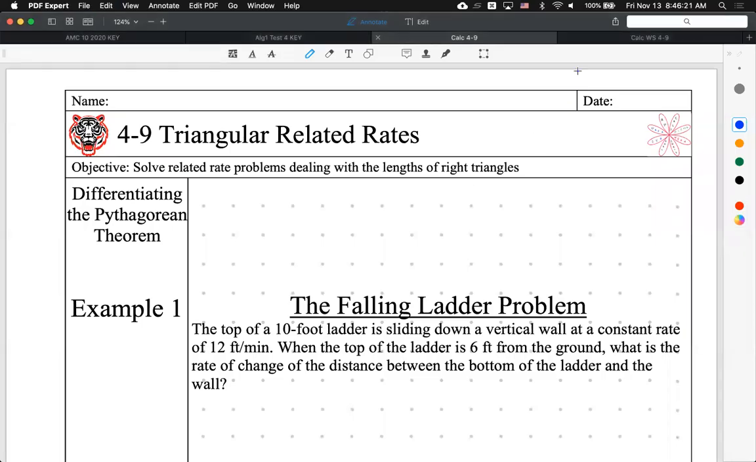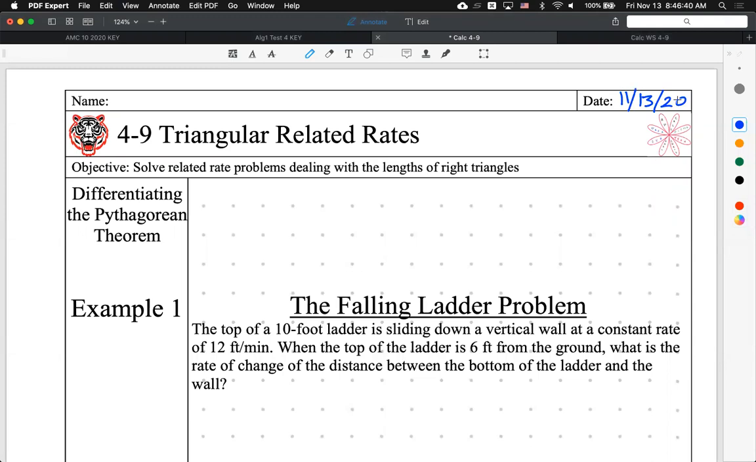We are in AP Calculus, lesson 4-9, our final lesson of our unit before we start taking our pre-test fix up. What's the word I'm looking for? Self-checks. Thank you. First self-check is going to be on Monday. Today's date is November 13th, 2020.